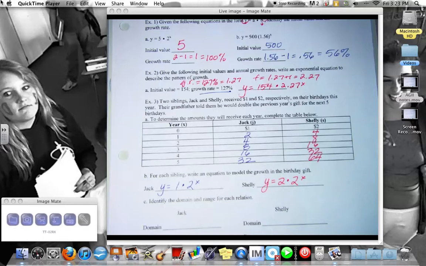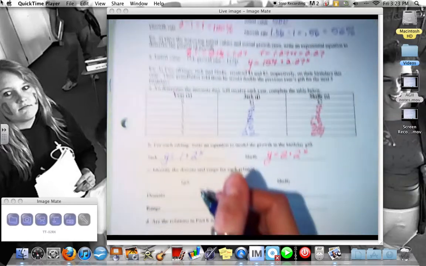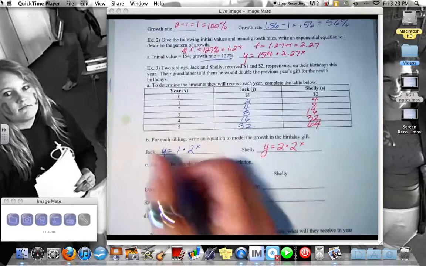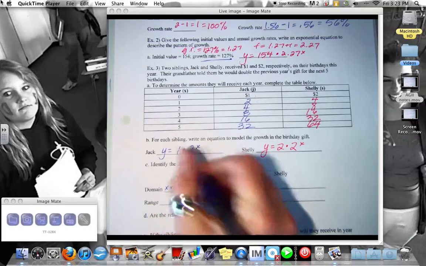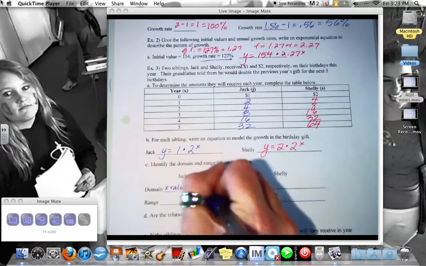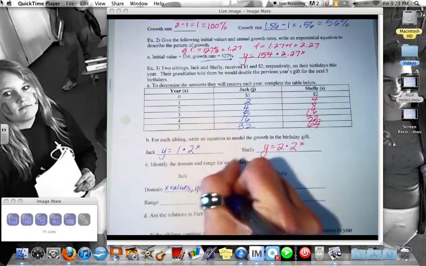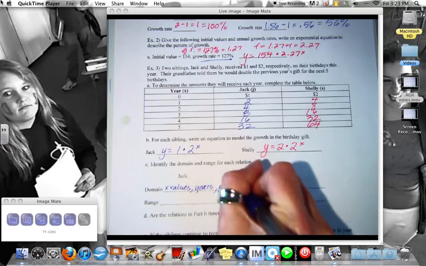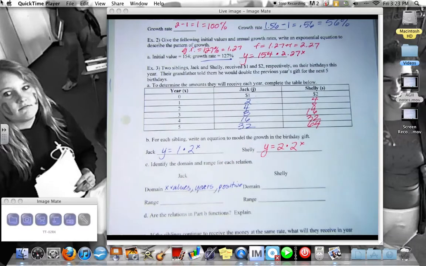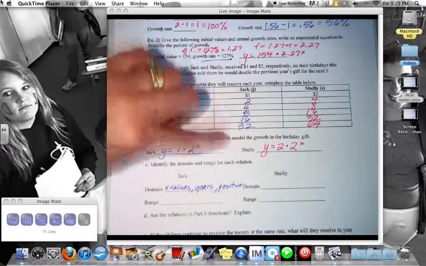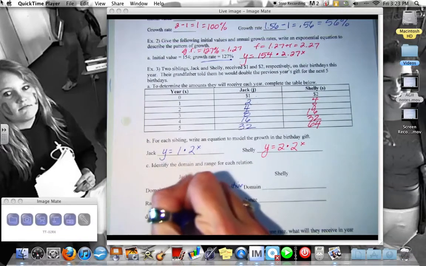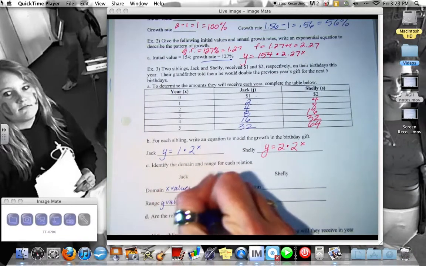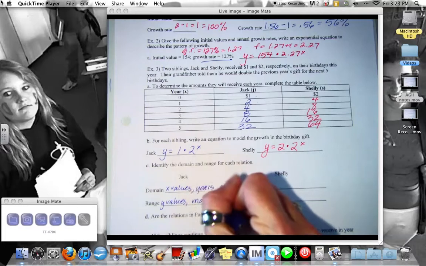Identify the domain and range for each relation. So for this particular problem, the domain is the x values, which are the years. And those are always positive values. The range for Jack, what he's getting out, those are the y values. That's the money in this case. And that's also positive.